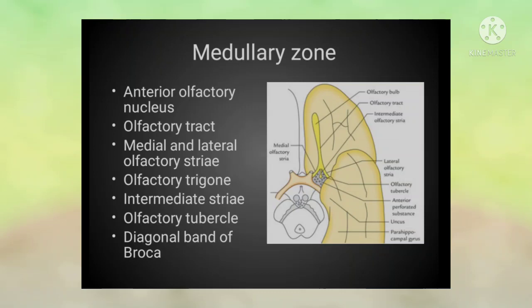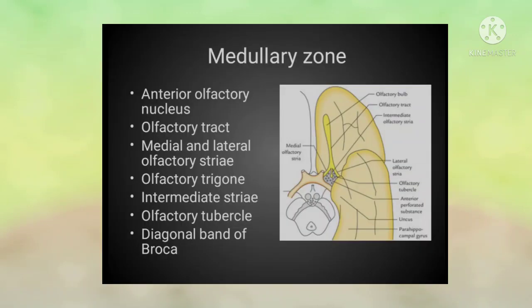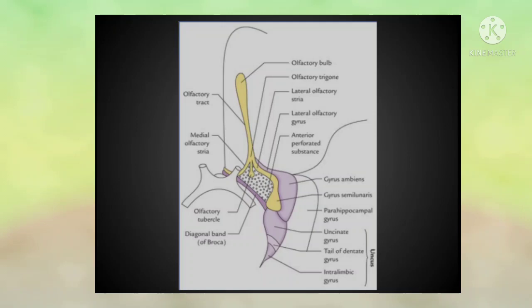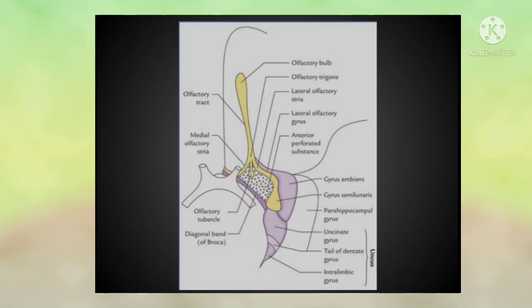A small group of nerve cells situated at the transitional zone between the olfactory bulb and the olfactory tract constitute the anterior olfactory nucleus. The olfactory bulb continues posteriorly as the olfactory tract. When traced posteriorly, the olfactory tract divides into medial and lateral olfactory striae. The point of bifurcation is expanded and forms the olfactory trigone. The medial and lateral olfactory striae are intimately related to the anterior perforated substance and form its anteromedial and anterolateral boundary respectively. An intermediate stria is sometimes present.